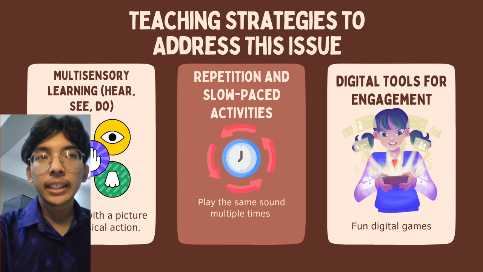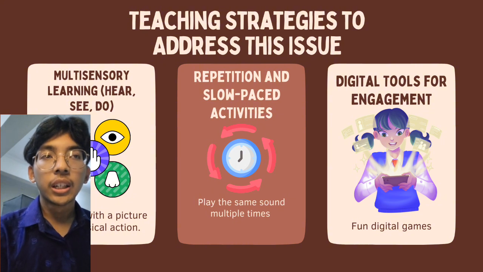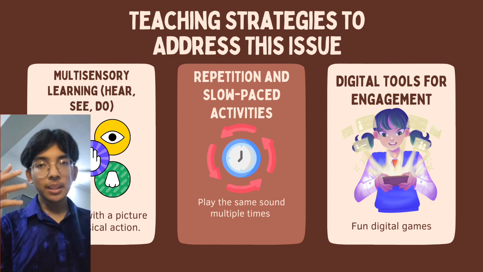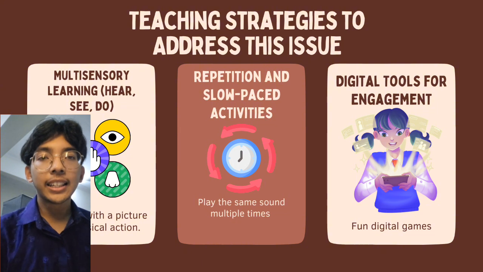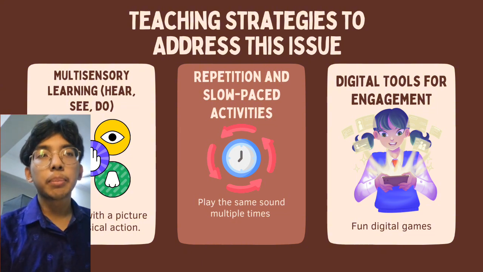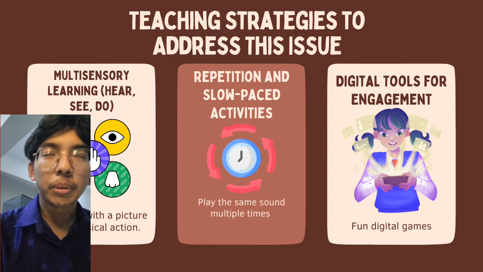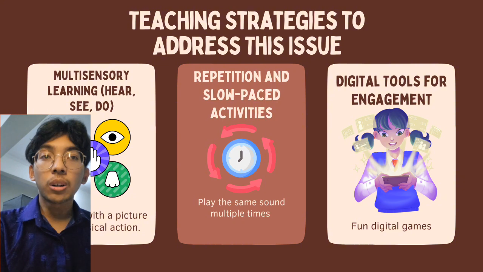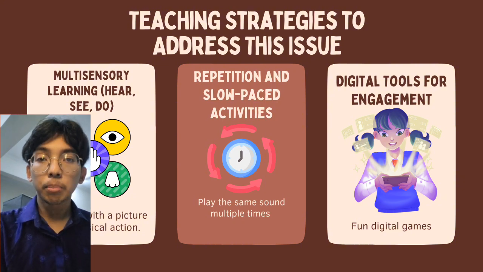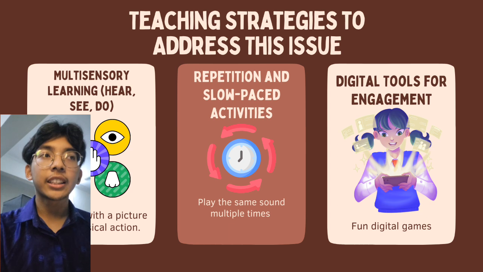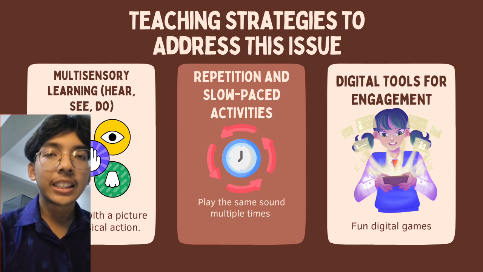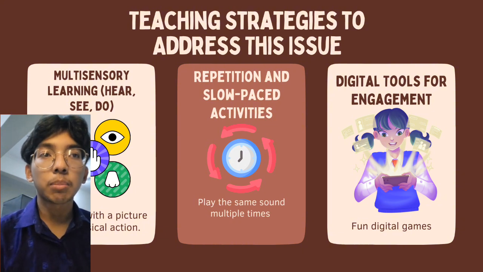So there are teaching strategies to address this issue. To help students with LD recognize and respond to sound, teachers can use, first, multisensory learning, which is hear, see and do. Instead of just playing a sound, combine it with a picture and physical action. For example, play a lion roar, then show a lion's picture and then have the students act like a lion. This reinforcement can make a connection between the sound, meaning and also the response.